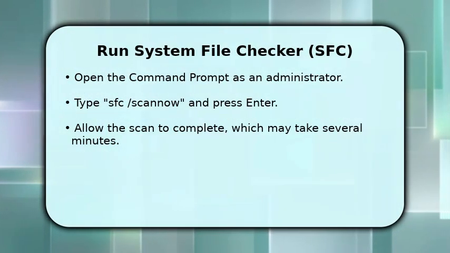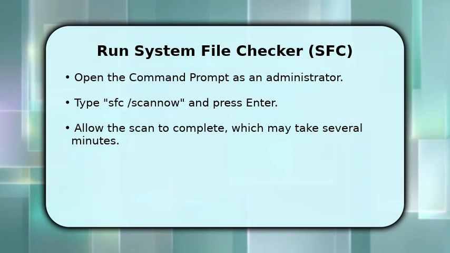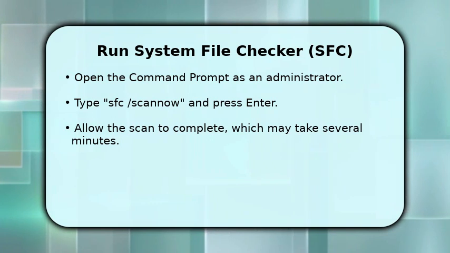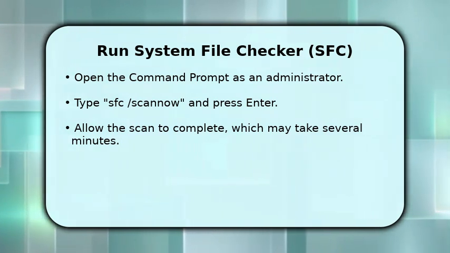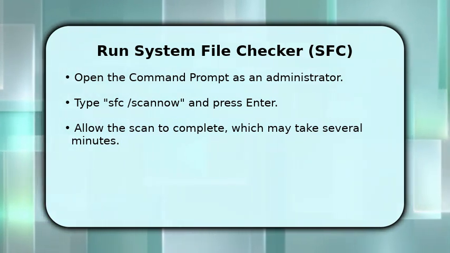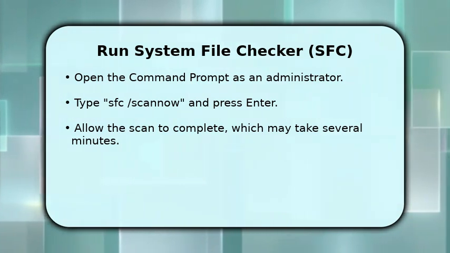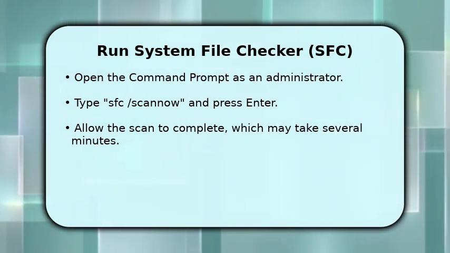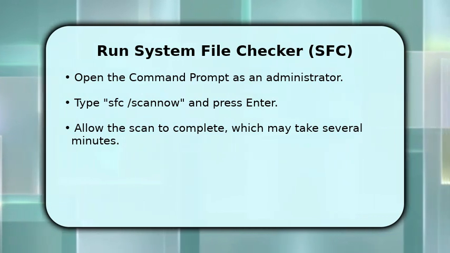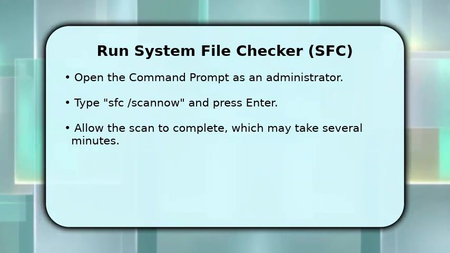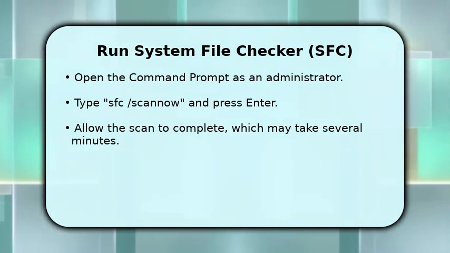To run the system file checker, first open the Start menu, type CMD into the search bar, right-click on Command Prompt, and select Run as Administrator. In the command window, type sfc /scannow and press Enter. This process will scan all protected system files and replace corrupted ones with correct versions. Be patient, as it can take anywhere from 5 to 20 minutes. Once completed, please restart your computer to apply any changes.